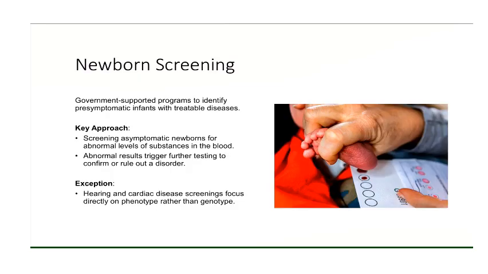Newborn screening is one of the most well-known and impactful genetic population screening programs. These initiatives, often government-supported, aim to detect diseases in pre-symptomatic infants, where early intervention can either prevent or significantly mitigate health impacts. Typically, this involves testing blood from a heel stick for abnormal biochemical markers. However, some screenings, like those for hearing loss and cardiac disease, directly assess phenotypes. These conditions are now included in the U.S. federally recommended uniform screening panel and adopted in other countries as well.